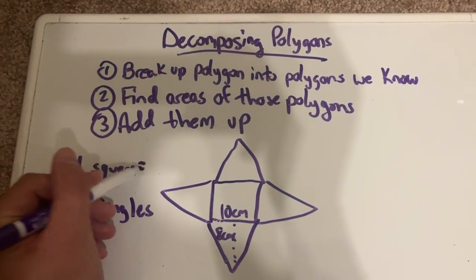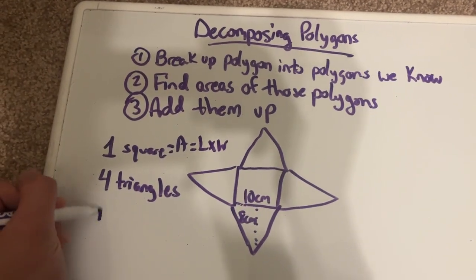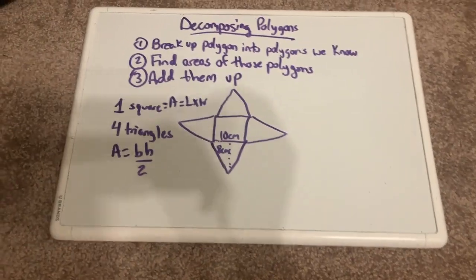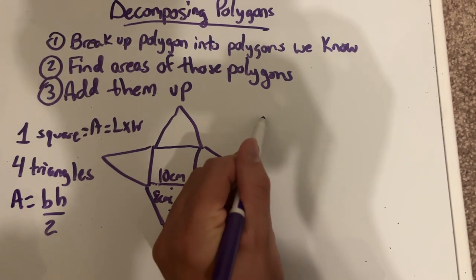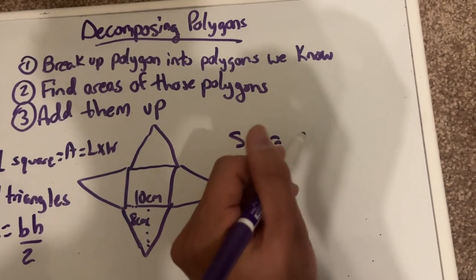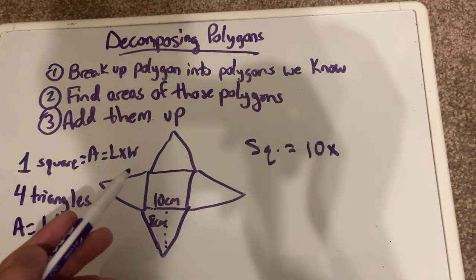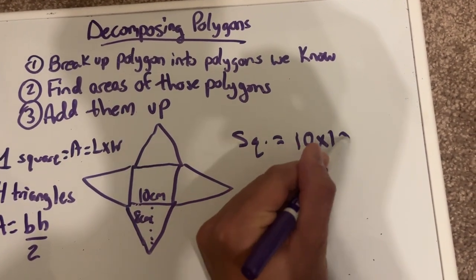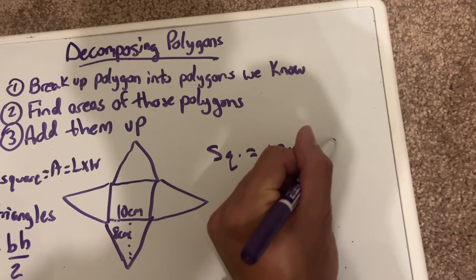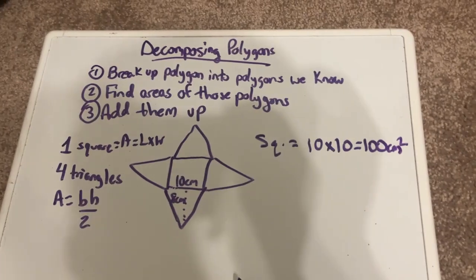So let's use our information that we know. We know the area for a square is length times width, and for a triangle, area is equal to base times height divided by 2. So let's use that. For the square, we know that the length here is 10 centimeters. And since it's a square, the length and the width are the same, so I'm going to use the width as 10 as well. So that means the area of the square is 100 square centimeters. Okay, now we're done with that.